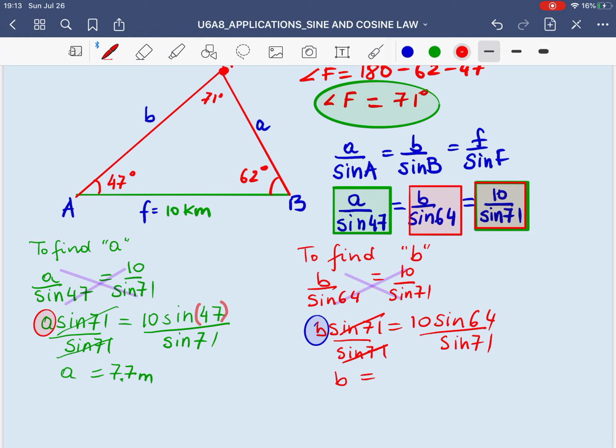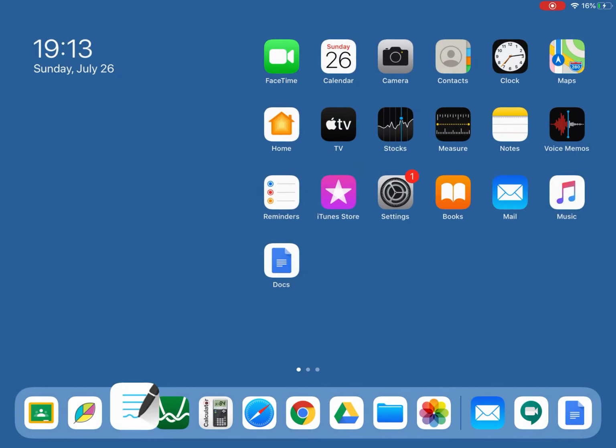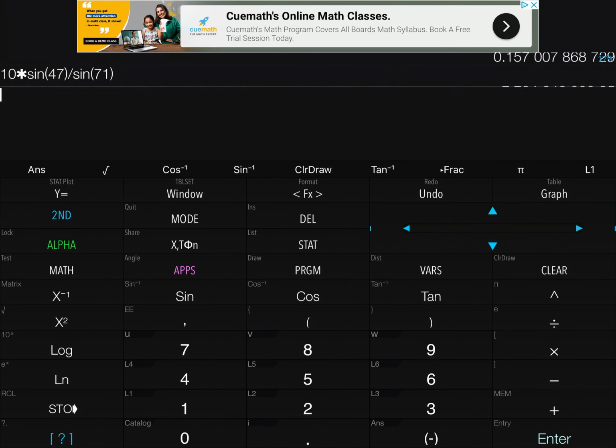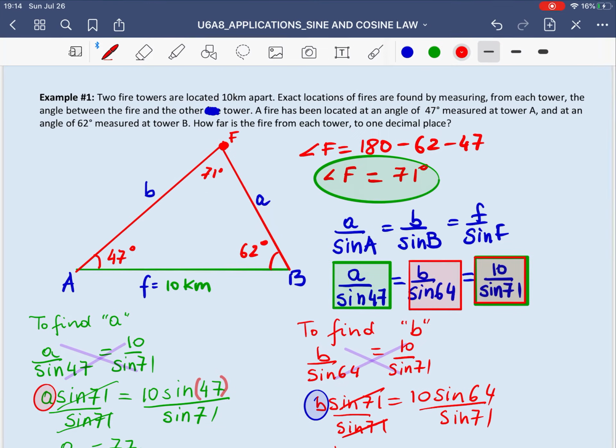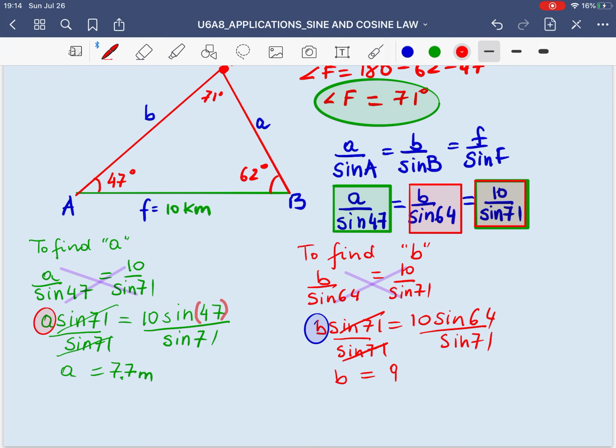And then B would equal, again we're going to do the same thing on the calculator, 10 sine 64 over sine 71. So 10 times sine 64 over sine 71. Close the brackets, and here we go, we got 9.5 there. So the value of B is 9.5 meters. So here are both our answers, which I will box up.